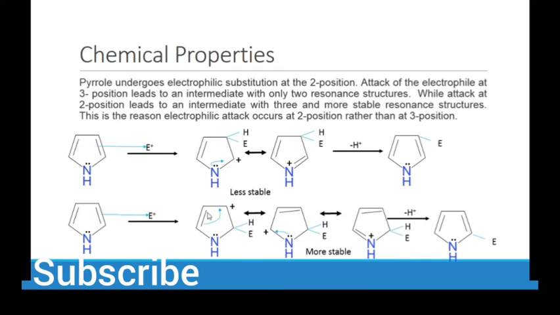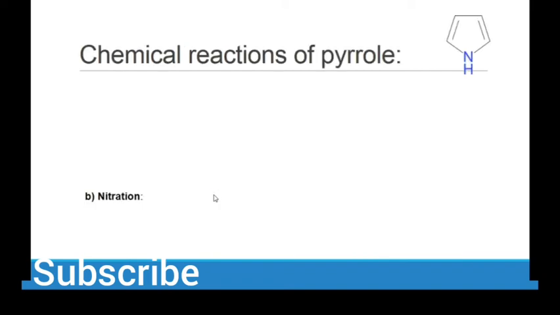Why is it more stable, and why does the attack at position 2 occur? Because of 3 resonance structures at position 2. Simple. Why does the attack of the electrophile occur at position 2? Because it has 3 resonance structures and is a more stable structure than position 3, because position 3 has 2 resonance structures and is less stable.